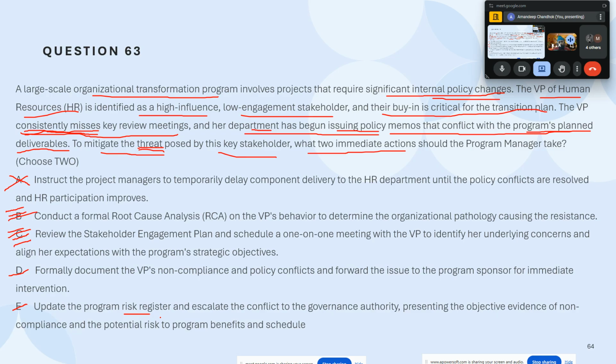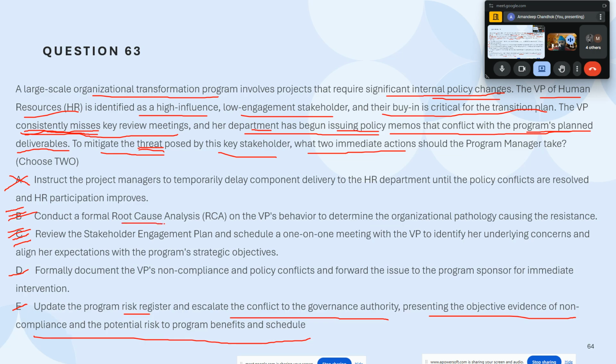Okay, first part makes sense. Escalate the conflict to the governance authority. Now it's saying to put it in the risk register and escalate, presenting the objective evidence of non-compliance and the potential risk to the program benefits and schedule. Again, from the threat perspective, even this makes sense. Now the thing is, this particular answer has two facts together: risk register and escalate. Got it? So let's park these. D and E, we have parked them. Between D and E, you're now getting a bit more direction around which one we need to go with. Now let's go to B: conduct a formal root cause analysis.